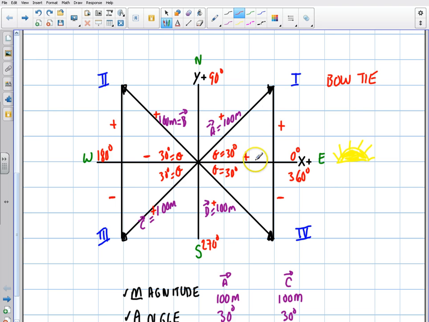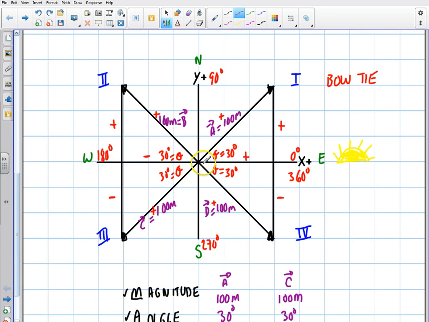So I need to understand on my bow tie, what is the sign? So I know for a fact, if I'm looking right here, that this x here is always positive, this y is always positive. If I'm going over here to vector B, I know this x is always negative, this y is always positive. If I'm going over to vector C, I know this x is negative and this y is negative. And if I'm going over to vector D, I know the x is always positive and the y is always negative.